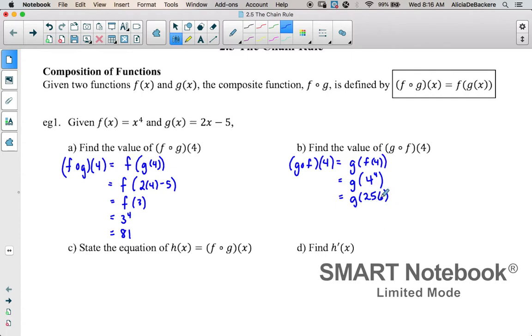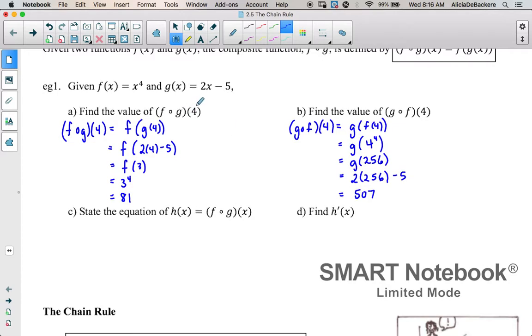And now I'm going to take 256 and plug it into the g function. So coming up here, I'll replace that x. And we can see right away, this is not going to equal 81 like we had over here. So the order does matter. And when we type this all into our calculator, we'll get 507. So the order matters which one I put first. And remember, I'm always starting kind of at the back end of the equation and working my way through.